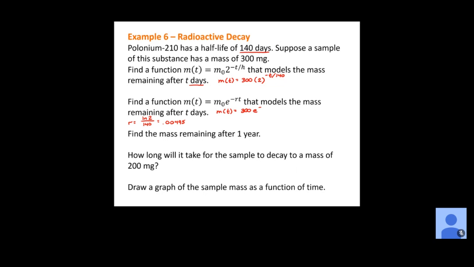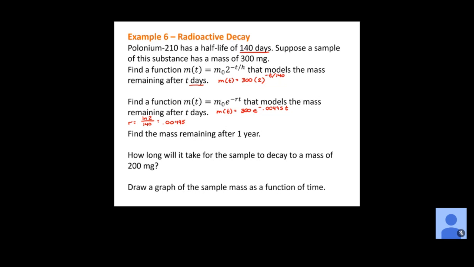Remember, our exponent now, because it's decay, is going to be negative. Then we have our decay rate, which is 0.00495 times t. So those are the two different forms. And again, both of these equations will work to model this situation. One just uses the 2 as the base, the other uses the e as the base, but they will give you the same values if you were to substitute amounts of time in.